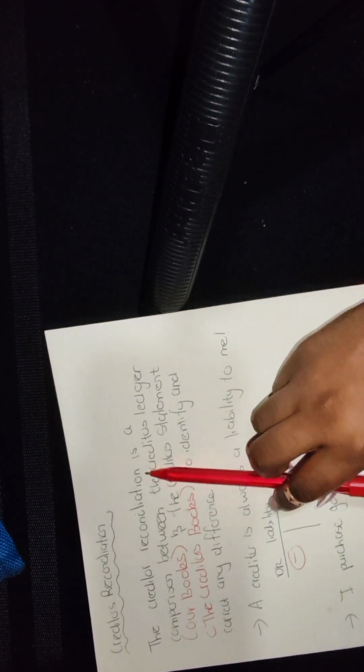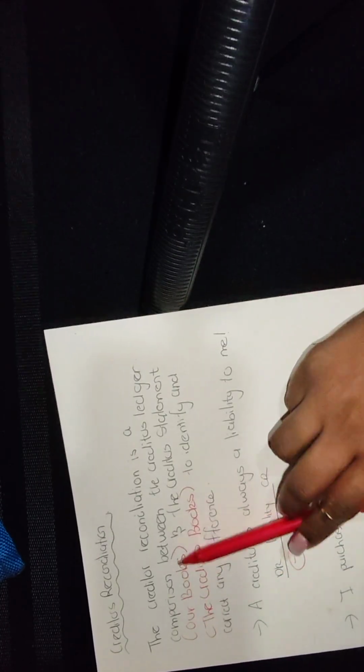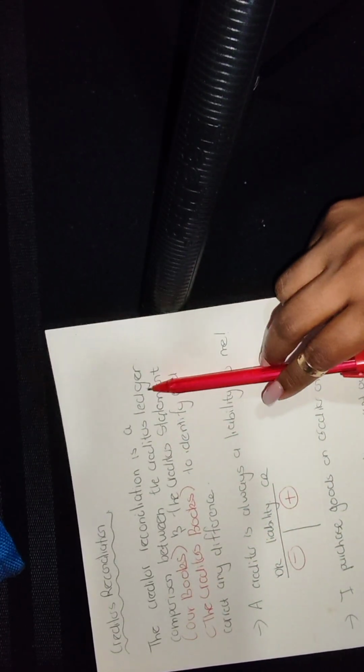So I just wrote out a couple of pointers that you would need to know before you attempt an actual activity. The word reconciliation means where we try and get two parties to agree, or in this matter of accounting we are trying to get two businesses to agree to the same amount. So the creditors reconciliation is a comparison, because we are comparing. It's a comparison between the creditors ledger.